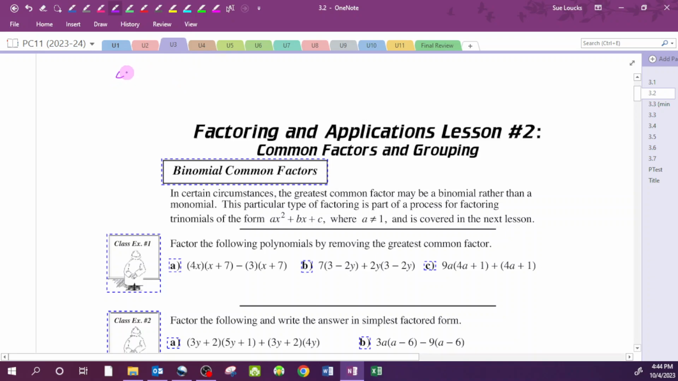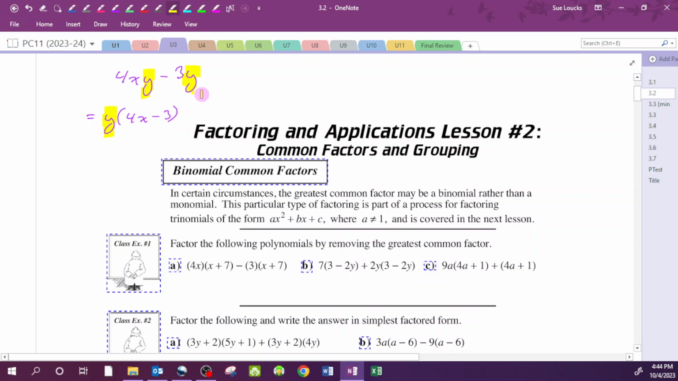If I had 4x times y minus 3y, and I asked you to factor that, I'm hoping you would see that I've got a y there and a y there, so I can factor the y out. So this is going to be y times 4x minus 3. Okay, I factored out the y. Can you see that?